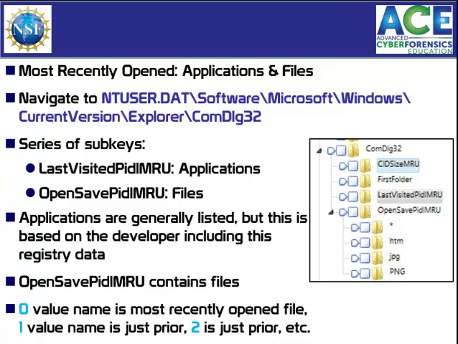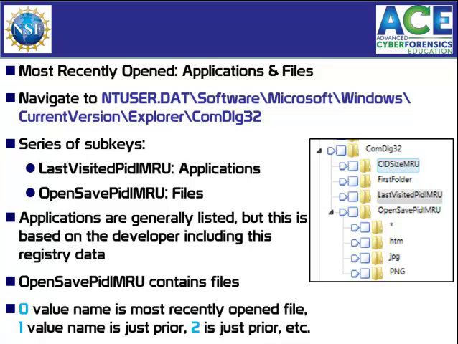When we look at the most recently opened files, we can find this information in the ntuser.dat hive, and specifically for applications and files. If you navigate to the Software Microsoft Windows CurrentVersion Explorer ComDlg32, which is Common Dialog 32, there's a series of subkeys. Two of note are LastVisitedPidlMRU, and also the OpenSavePidlMRU. One's for applications, one's for files.